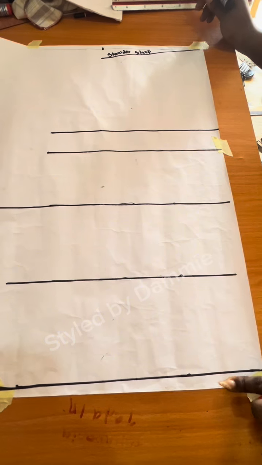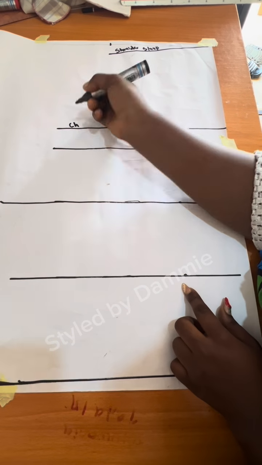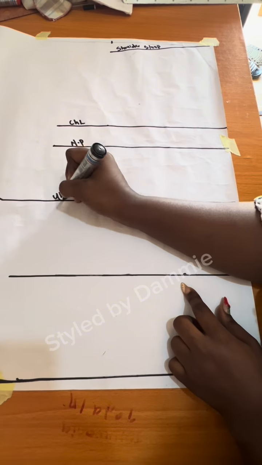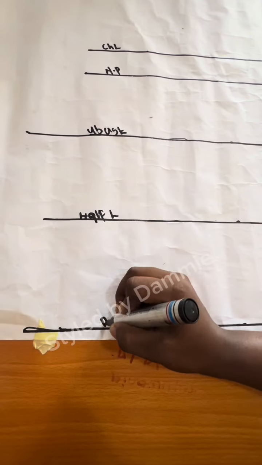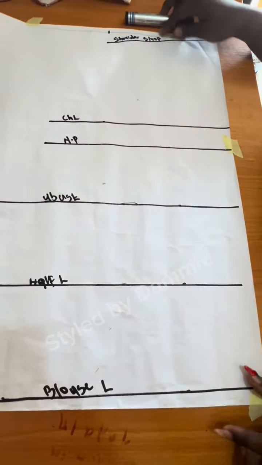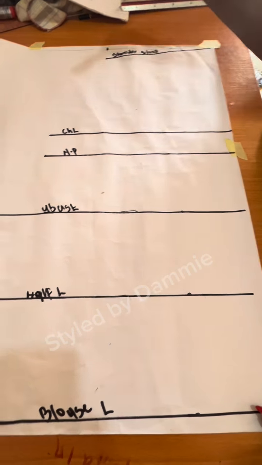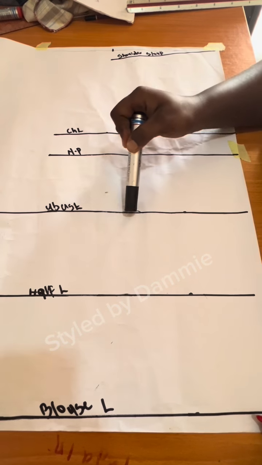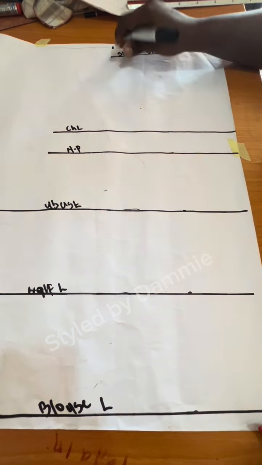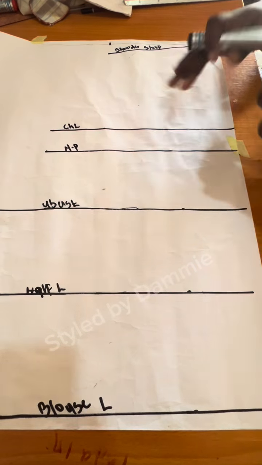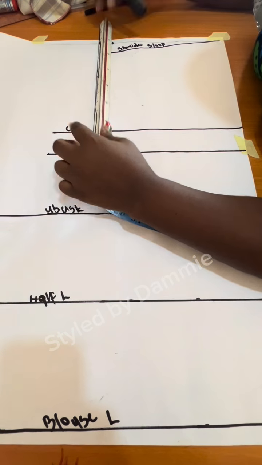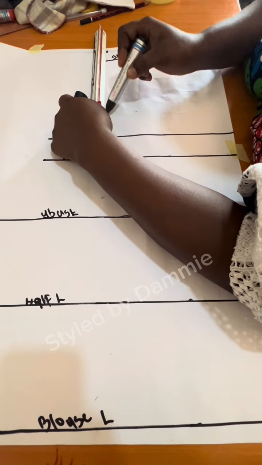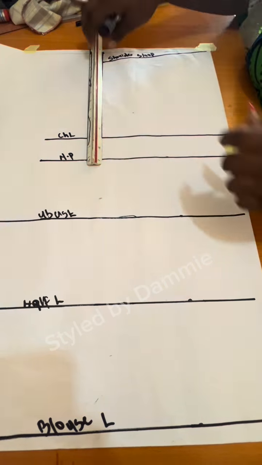To be my M line. So this is our shoulder slope. This is our chest line, nipple points, under bust, half length, and blouse length. After drafting out our basic lines, I'll come to the borderline. I'll give it a straight rule, just like this.